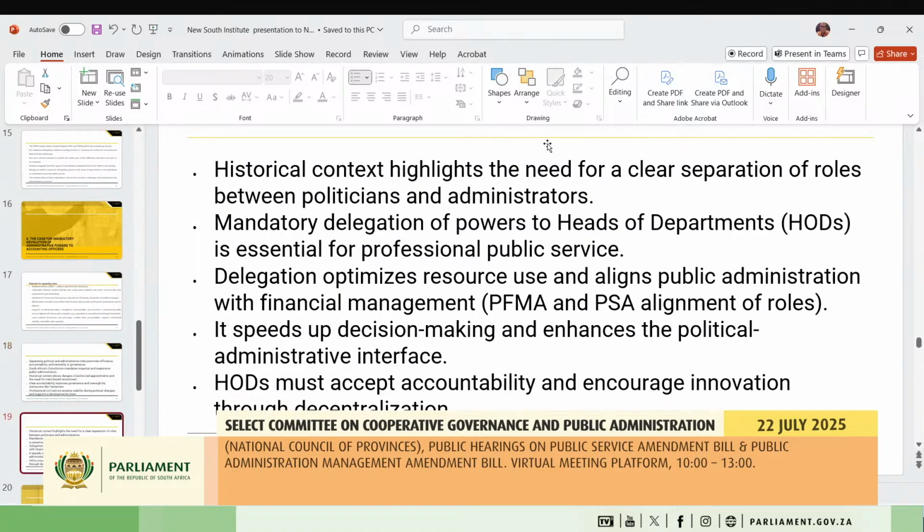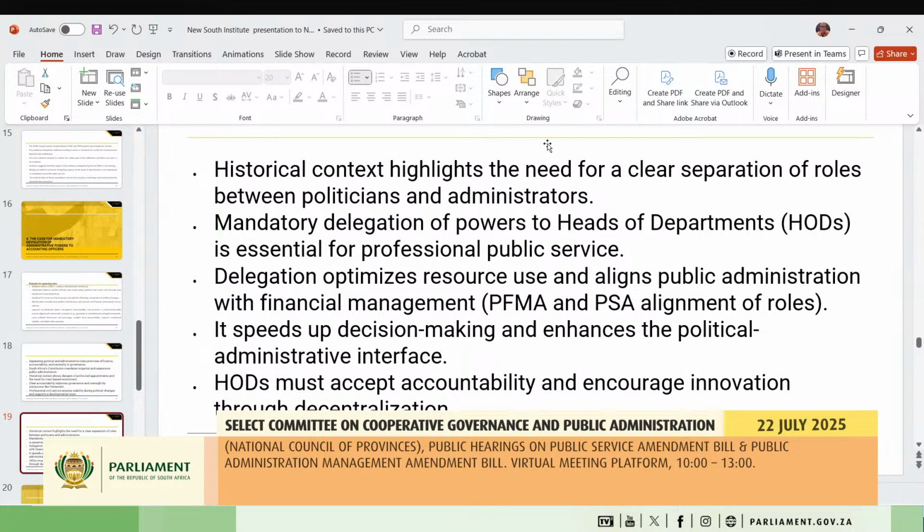I'm going to jump this slide, but I just want to highlight one thing here, which is that the issue of mandatory delegation of powers to HODs is essential for a professional public service. Especially one of the issues we are raising is optimizing resource use and aligning public administration with financial management. You would know that the PFMA delegates directly all financial management responsibilities to the heads of departments as accounting officers, and the Public Service Act is not aligned in terms of that.